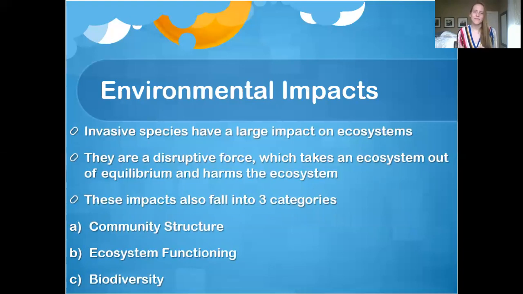And then lastly, environmental impacts, which is usually the biggest area of impact for invasive species. And we're going to look at three subcategories of environmental impacts. We're going to look at how invasive species impact the community structure of the ecosystem, how the ecosystem functions, and then biodiversity.